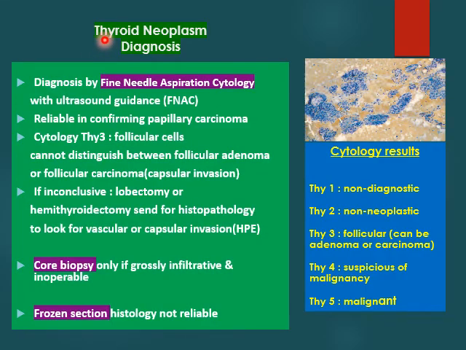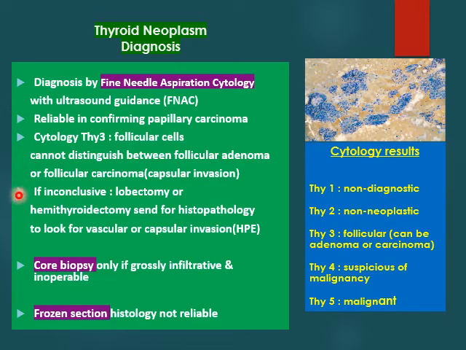Okay, the diagnosis of thyroid neoplasms is basically by using fine needle aspiration cytology under ultrasound guidance. This method is reliable in confirming papillary carcinoma. But for follicular carcinoma, the cytology Thy3, follicular cells, cannot distinguish between follicular adenoma or follicular carcinoma. The criterion for diagnosing follicular carcinoma is capsular invasion, which is not possible in cytology examination.